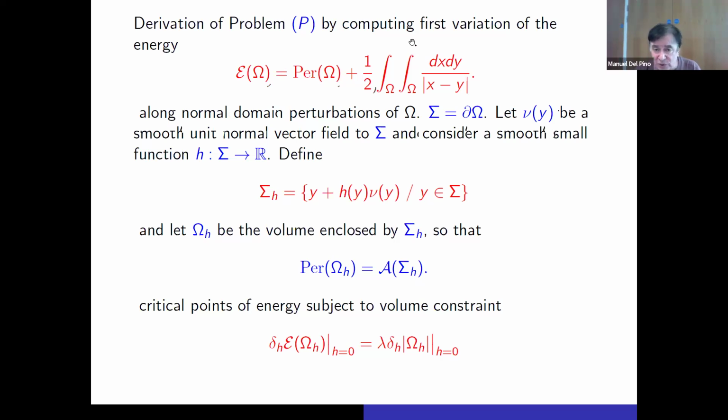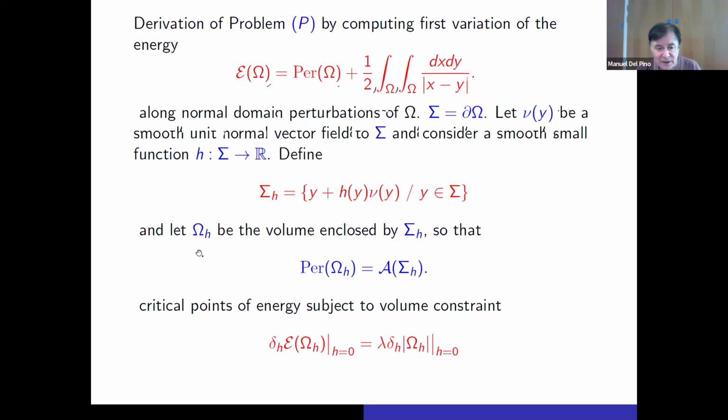First, what we need to compute is the first variation of the energy along normal perturbations of omega, where sigma is the boundary of omega. So we consider the boundary and a small h, and consider a perturbation sigma h of sigma. Sigma is the boundary of omega that has this form.